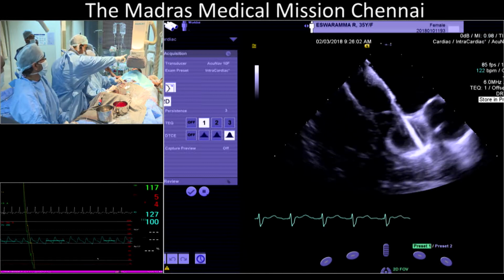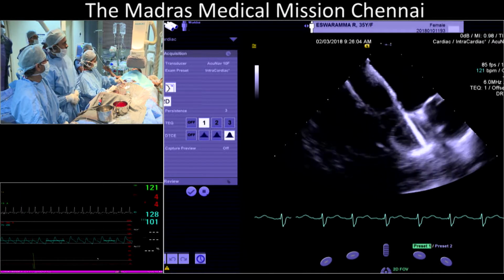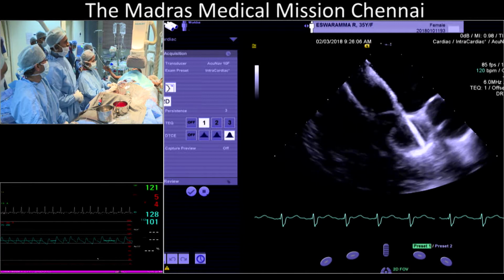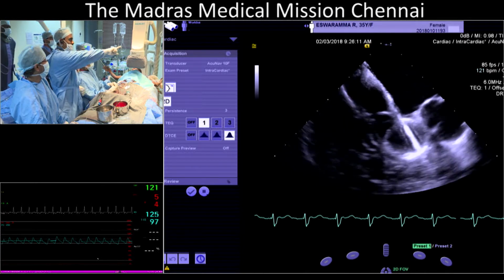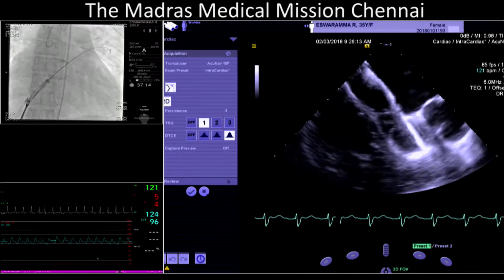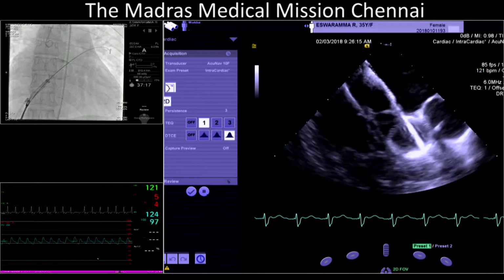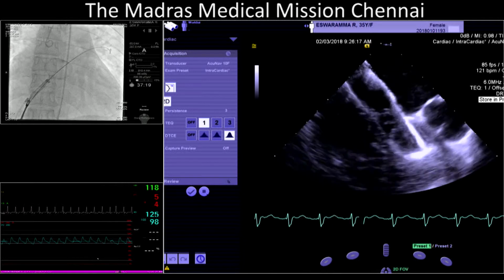So you're doing this largely with ICE catheter guidance or a combined fluoroscopy and ICE? Combined fluoroscopy. Show the fluoroscopy. Take the camera out. Okay. Yeah, thank you.